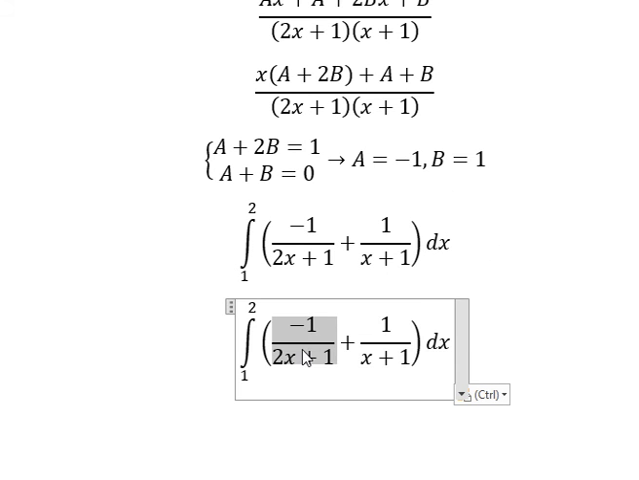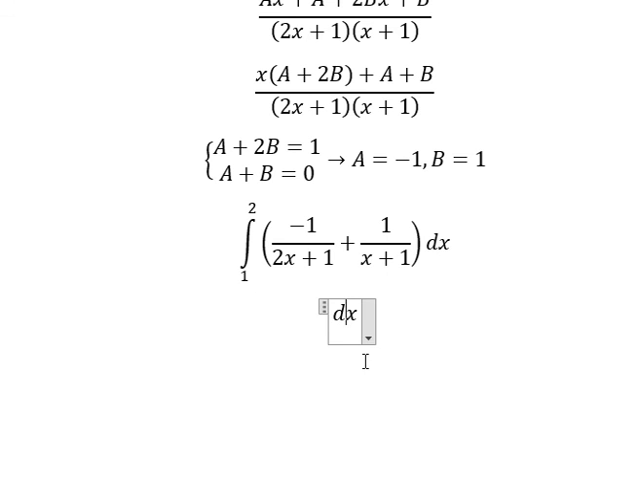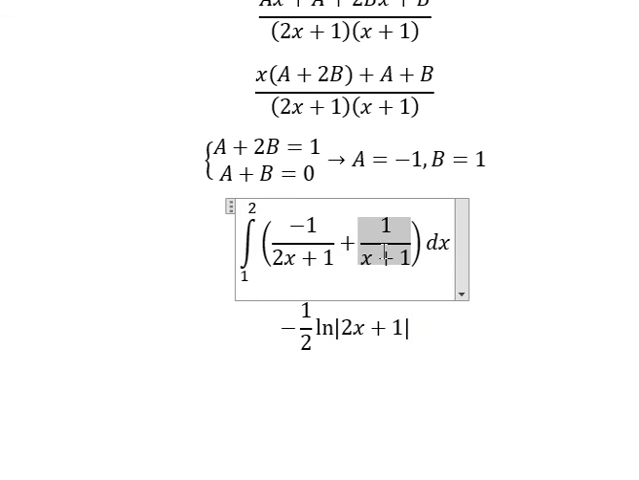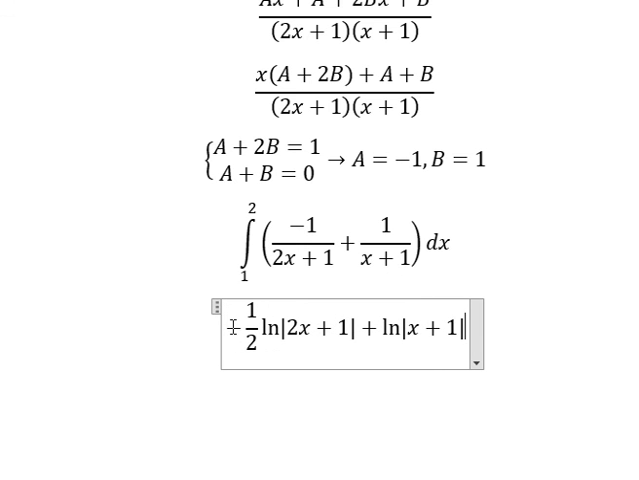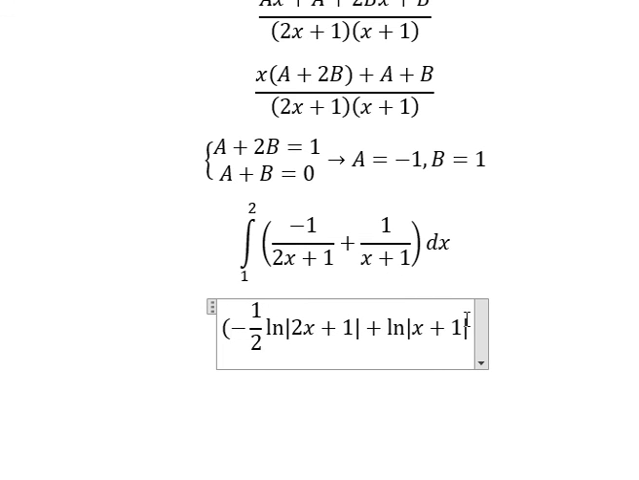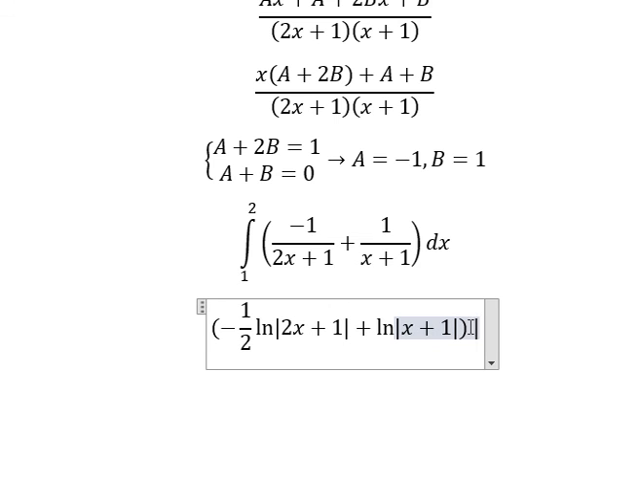The integration of this one, we will have negative 1 over 2 ln of the absolute value of 2x plus 1, because we have the coefficient of x that is 2. That's why we need to divide by the coefficient of x, 2, in here. The integration of this one, we have ln of the absolute value of x plus 1, and then we put the bounds from positive 1 to positive 2.